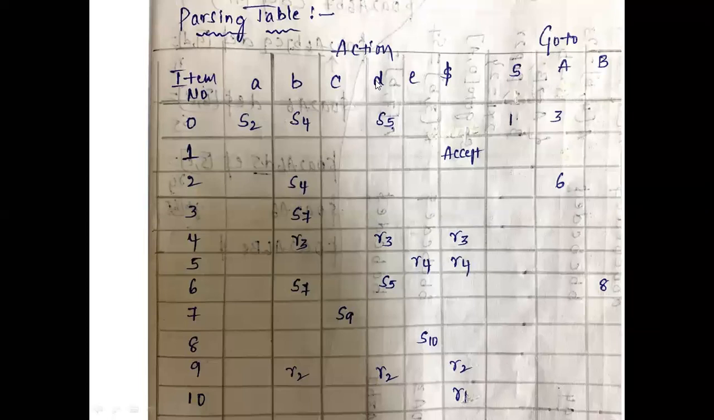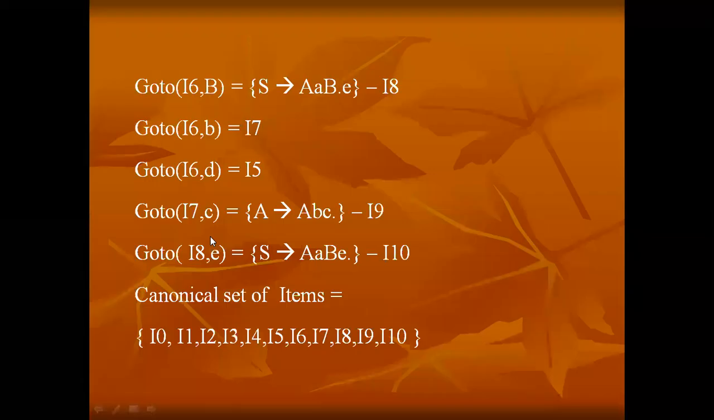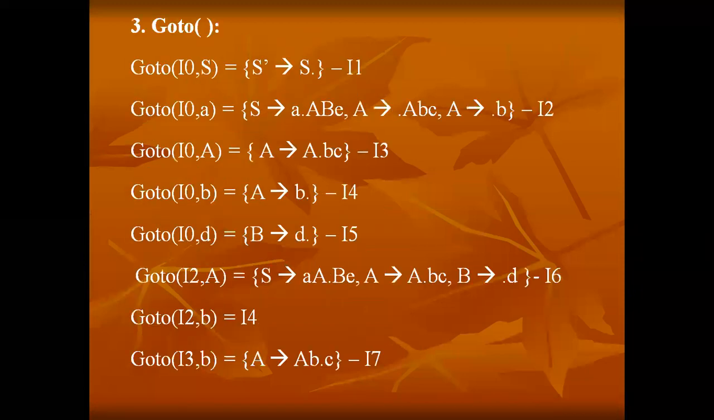And I0 with D is I5, and here I am representing it with an S5. Whatever terminals we have, when we compute the goto function, that means goto of I0 with A, we have I2. In the place of I0 with A, you should place S2. And I0 with B, we have I4. In the place of I0 with B in the table, we need to place S4. I0 with D means I5, so we place an S5 there.